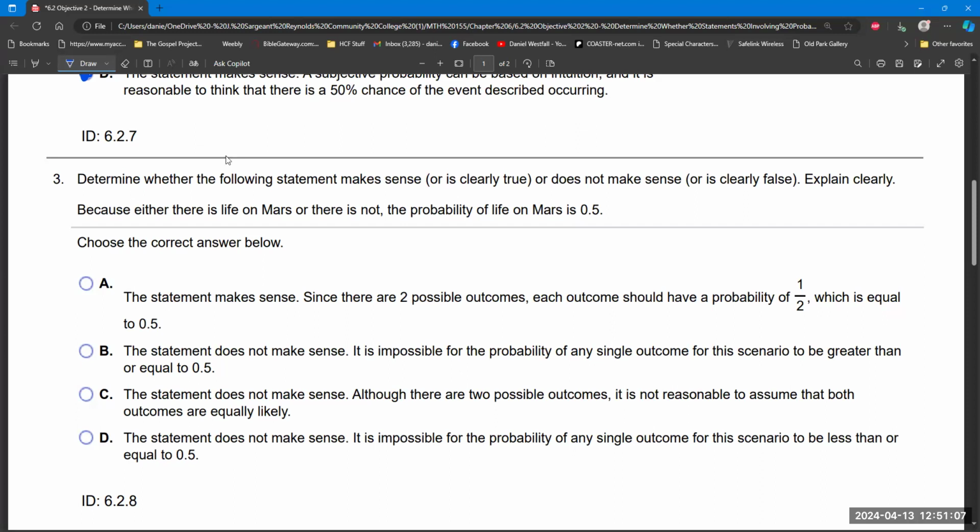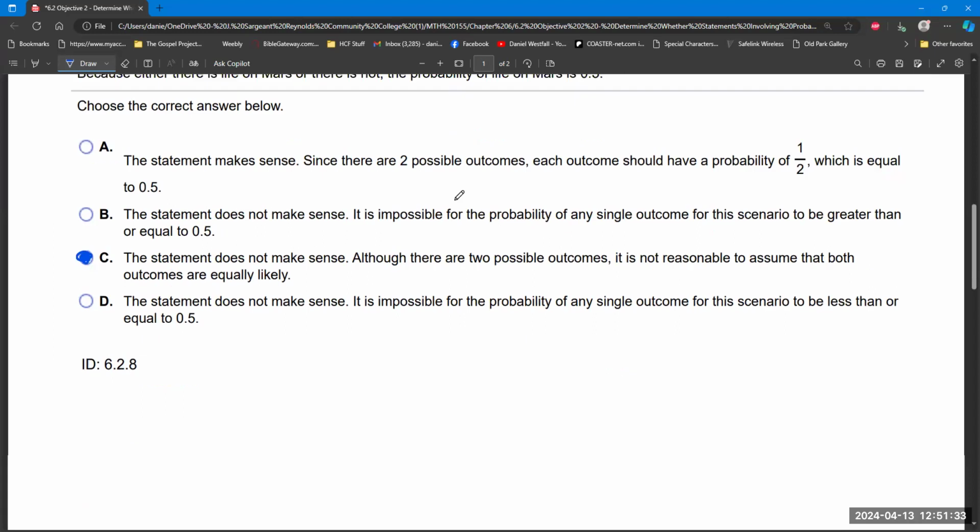The statement does not make sense, because just because there's two possible outcomes, it's not reasonable to assume that both outcomes are equally likely and that there's a 50-50 split. It's much more likely that there's not life on Mars because of lots of factors that we know about: how cold it is and the lack of atmosphere and all those types of things.